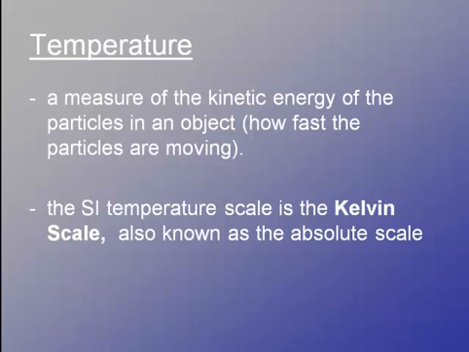0 on the Kelvin scale is the lowest possible temperature because it represents the point where there is 0 molecular motion. You can't have any less motion than no motion, so there's no temperature lower than 0 Kelvin. This is called absolute zero. That's why the Kelvin scale is known as the absolute scale.